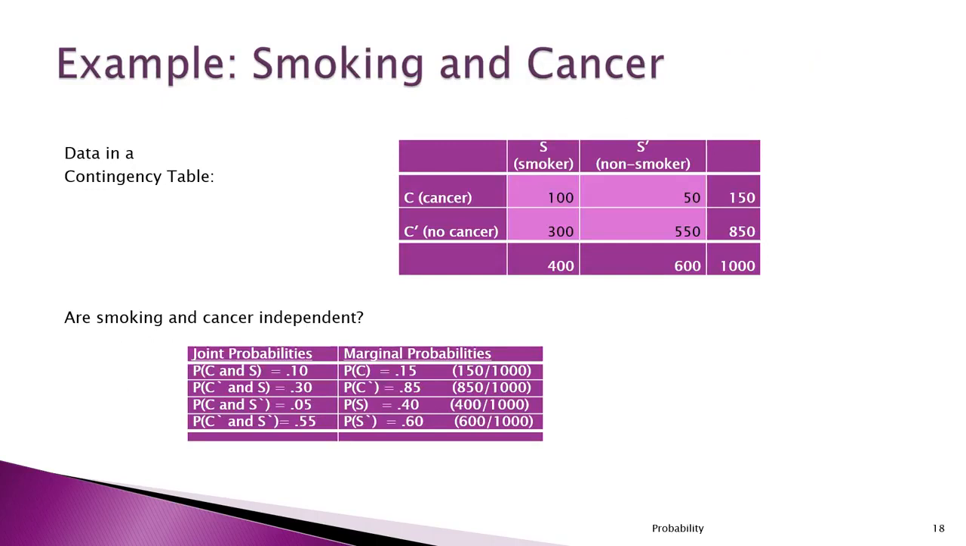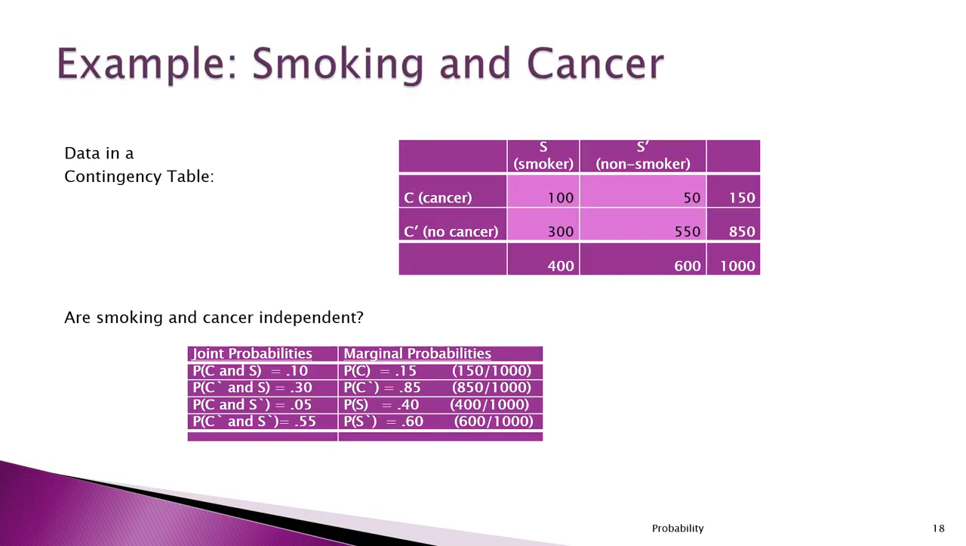Now, in this example, we're looking at a contingency table. We're looking at smokers, non-smokers, and whether they had died of cancer or not. We're looking at a sample of 1,000 people. Those are frequencies in the table. The way you read that is, in the sample of 1,000, 100 people were smokers who died of cancer. Notice there were a total of 400 smokers. You get that from the marginal total.